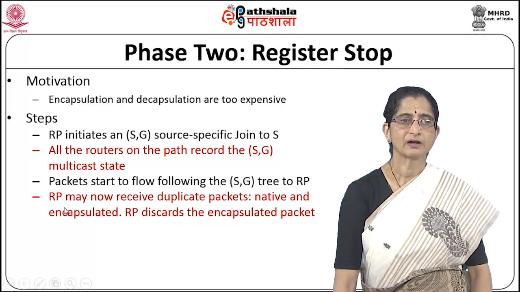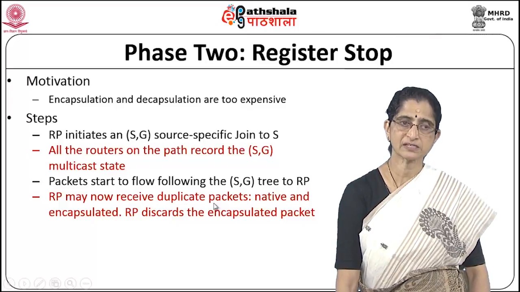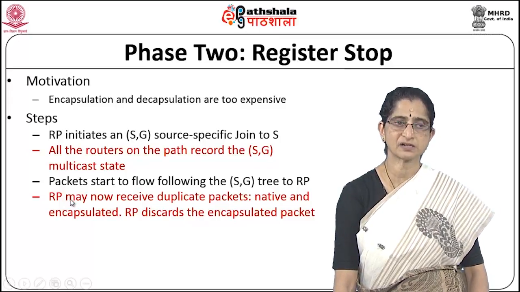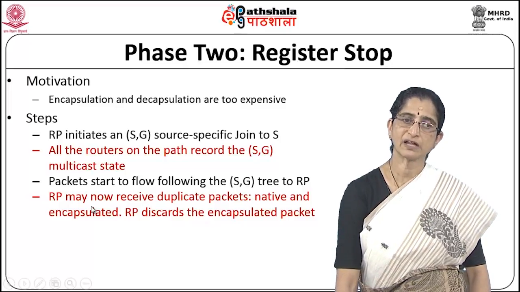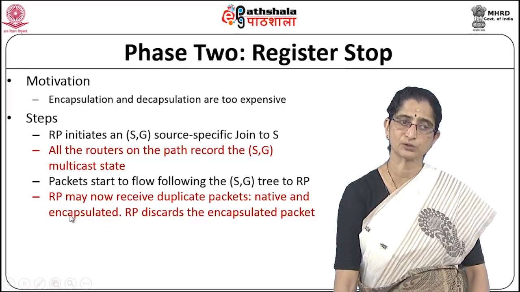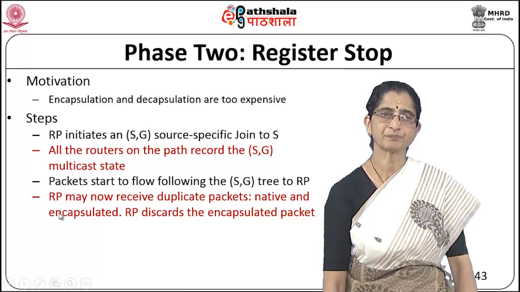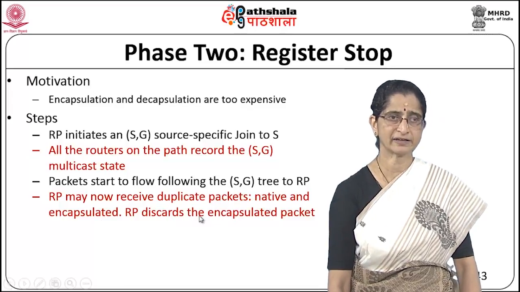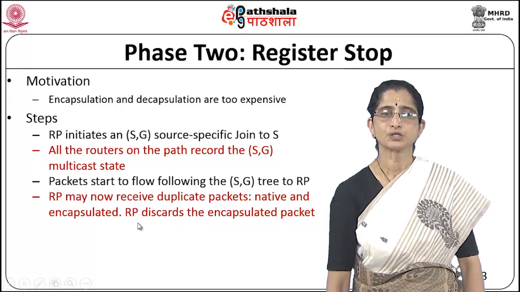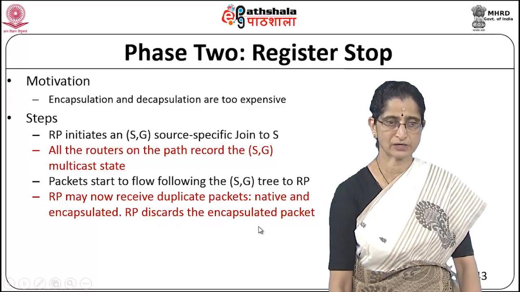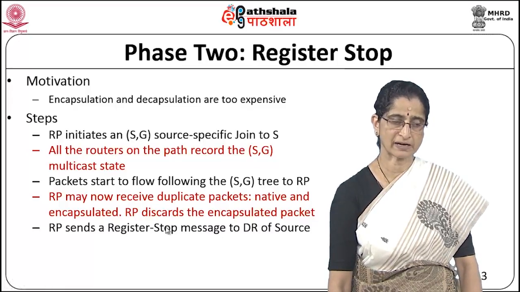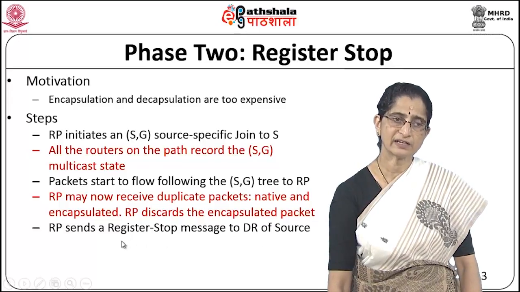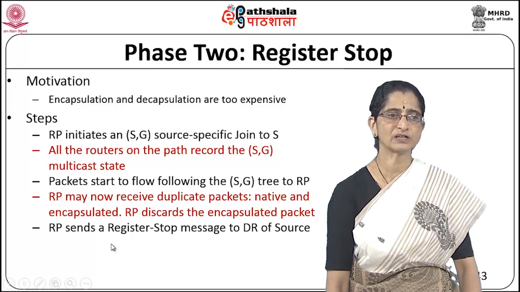So now once that happens, the RP will receive duplicate packets. That is, it will receive both the native packet and the encapsulated packet. Now remember that until the source is sure that the RP has started receiving these multicast packets, it cannot make any assumption. So it will have to make sure that it still continues to send those encapsulated packets. So until a certain point of time, the RP will receive both the multicast packets coming from the source as well as the multicast packet encapsulated in a unicast packet. Once it starts receiving the duplicate packets, it will discard the encapsulated packet. It can just forward the already received multicast packet, and now it will send a register stop message to the DR of the source. This will tell the DR that it need not send these unicast packets anymore. It can just forward the multicast packets as they are.